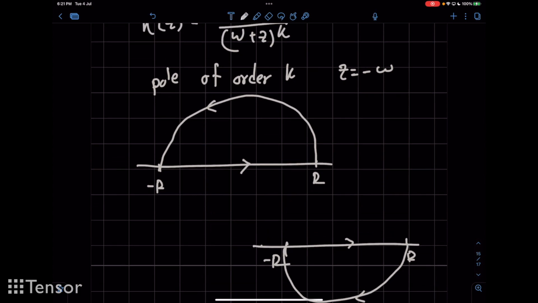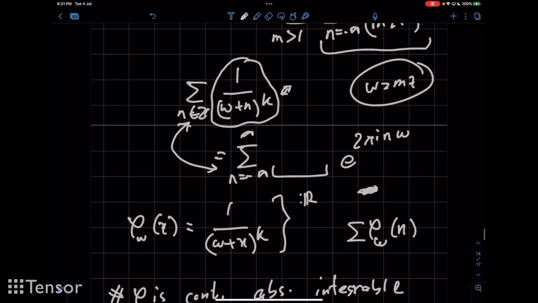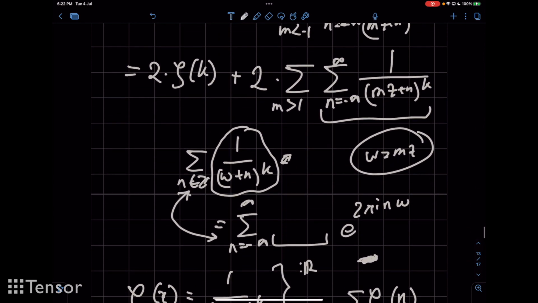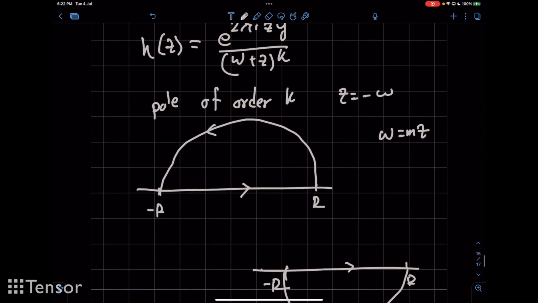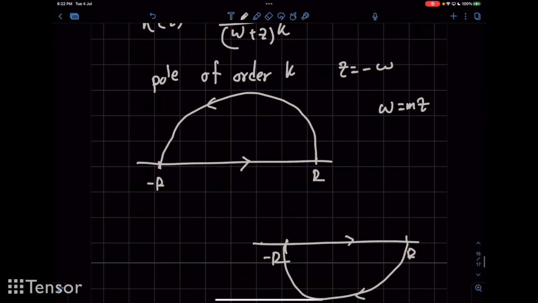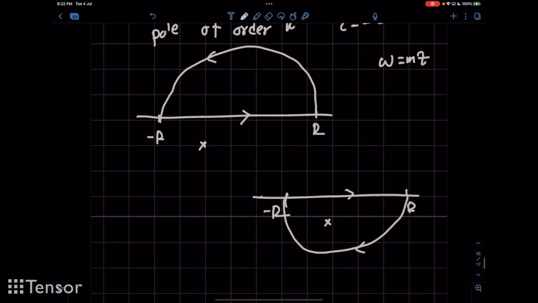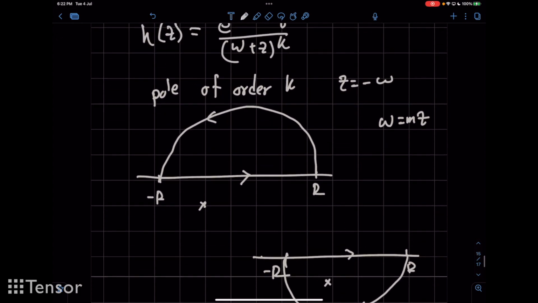Okay, first of all, the pole of order k is at negative w. We know that w is in the upper half plane, right? Because we define w as mz, where z is in the upper half plane. And we took m greater than 1. Do you remember? We rearranged the sum and we took only the m greater than 1 part. So m is positive, z is in the upper half plane, therefore w is also in the upper half plane. So the pole is somewhere here.